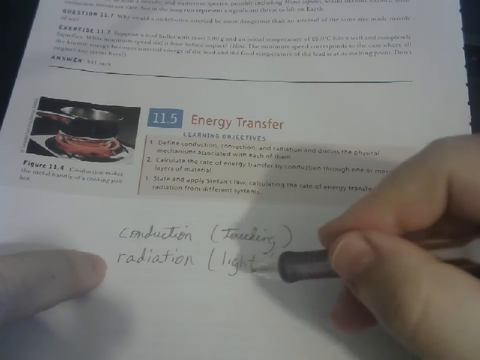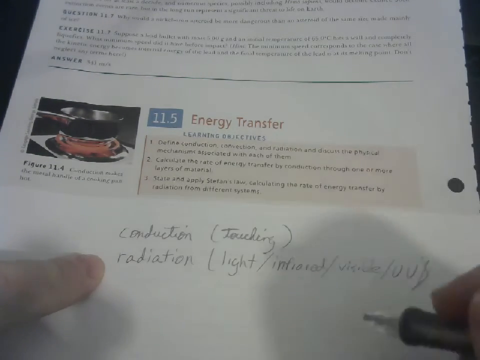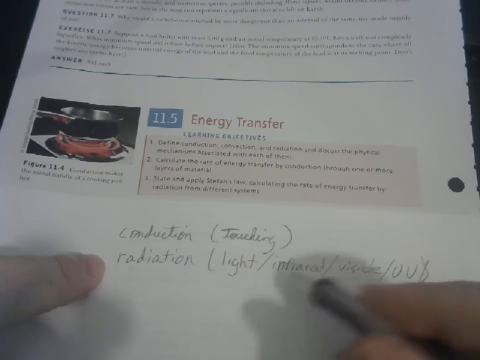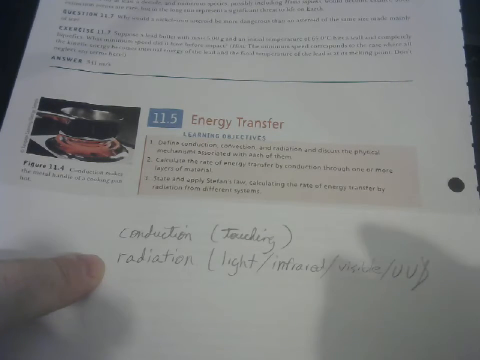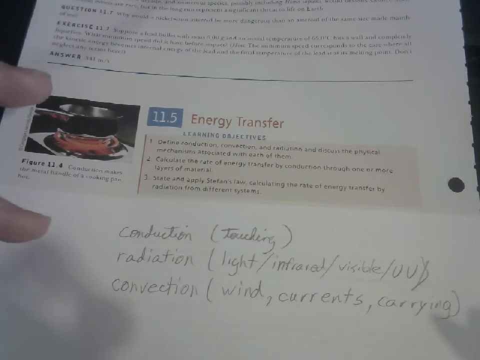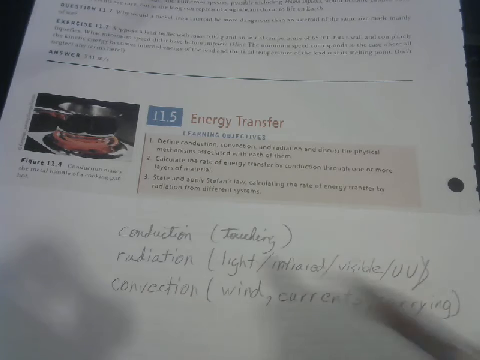And when I say light, this includes light that is visible, but it also includes light that you can't see: infrared and ultraviolet light. There's also the mention of convection, which doesn't really have so much of a mathematical model. You could develop mathematical models for wind and currents, and there's also just carrying a hot object from one spot to another, which would be a form of convection.